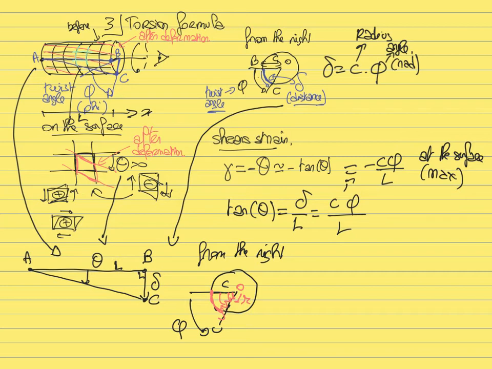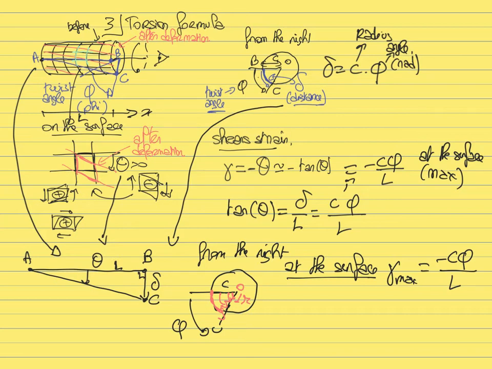So one thing that you can define here is that at the surface, this is where the shear strain is going to be maximum. So I'm going to write it gamma max because this is at the surface and the gamma is going to be maximum there. And so in this case, gamma max is going to be equal to the expression that we just saw, minus C times phi divided by L.